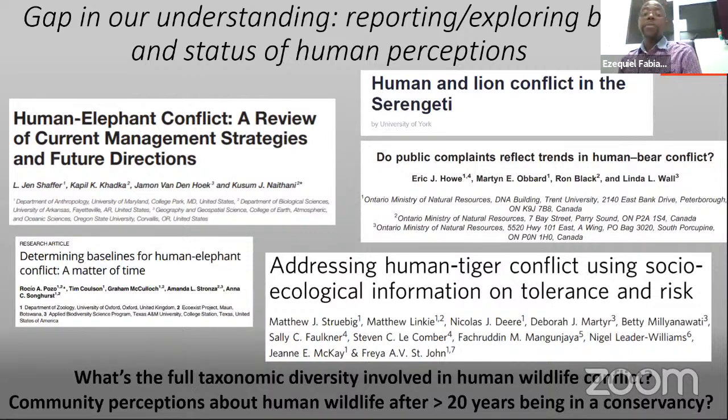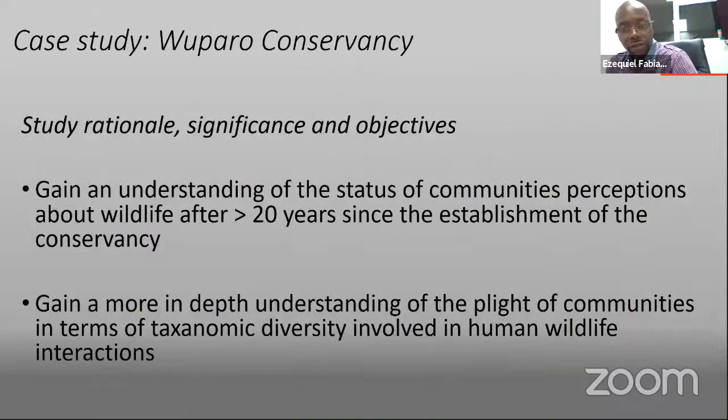And the second question that we wanted to explore was what the communities' perceptions are about human-wildlife conflict and wildlife in general after being conservancies for an extended period of time. So this really drove us to our study. In this slide, this is just a recap. We wanted to gain that understanding, because with that understanding, we can then inform better management and conservation plans.